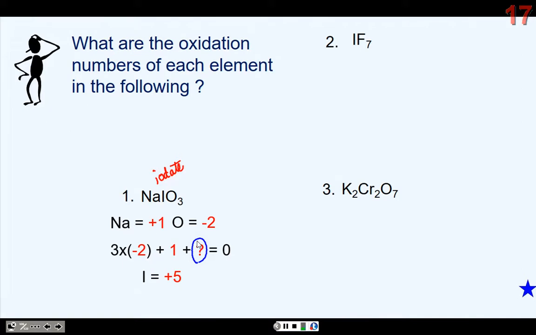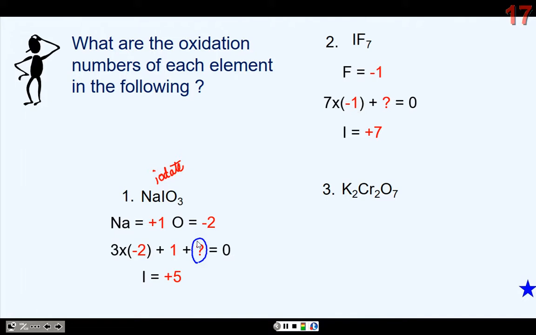Example number 2 has iodine heptafluoride, so it's 2 halogens. They can't both be -1 or it won't work out. So in this case, we're going to take the fluorine to be -1, because fluorine is never going to be anything but -1 as an anion. And the iodine will be the one that doesn't have the same as its charge. And so 7 of something plus the iodine has to equal 0. So in this case, iodine is +7. In the example with the iodate, it was +5.